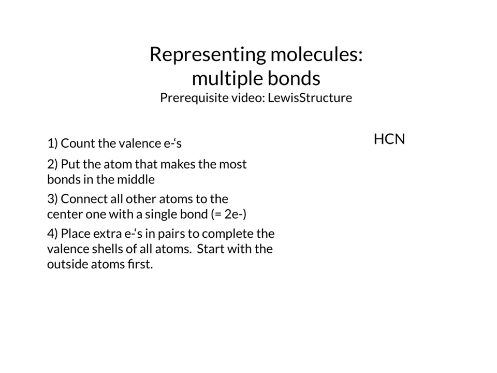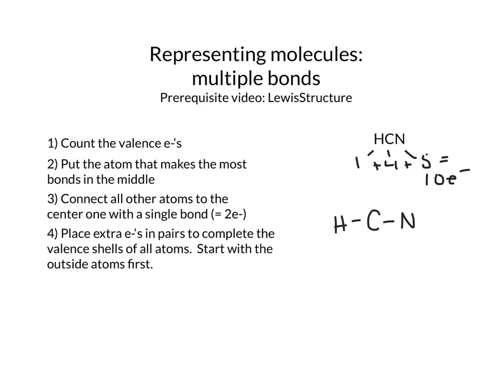First of all, let's count the number of valence electrons. So we know that hydrogen has 1 valence electron, carbon has 4, and nitrogen has 5, and so we should have a total of 10 valence electrons. Since carbon makes 4 bonds, nitrogen makes 3 bonds, and hydrogen makes 1 bond, carbon makes the most bonds, so we're going to put it in the middle. The next thing we do is connect each of the other atoms to the central atom with single bonds.